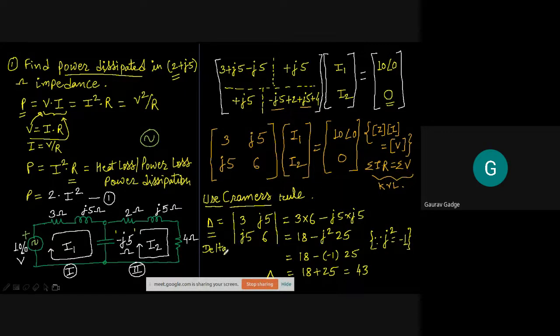What I am doing in the first step is finding delta. How are we finding this delta? By taking the magnitude, that is the mod, of this particular matrix. This is my 2x2 matrix, in which I have to find I1 and I2. The equations for I1 and I2 are written according to Cramer's rule. But before writing that, I am just finding the delta, that is the magnitude of the matrix with 3+J5, J5, J5, 6, which gives me the value 43. There is no unit because it is just a multiplication.